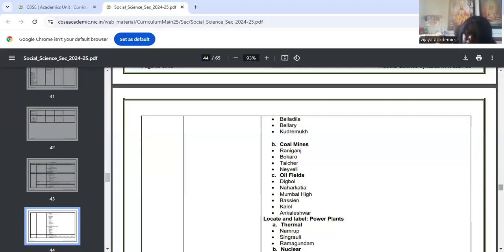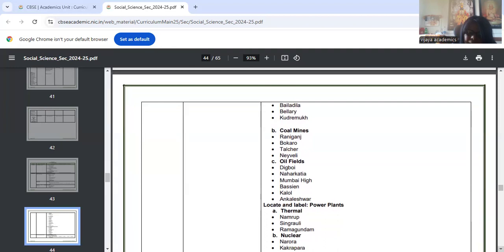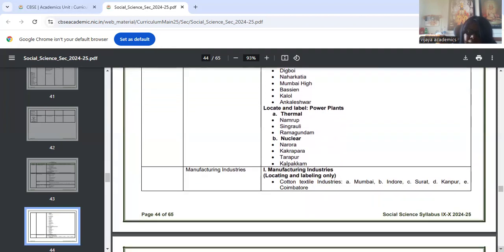Next, here it has been given about locate and label power plants. Thermal: Namrup, Singrauli, Ramagundam. Nuclear: Narora, Kakrapara, Tarapur, Kalpakkam. Next is manufacturing industries.